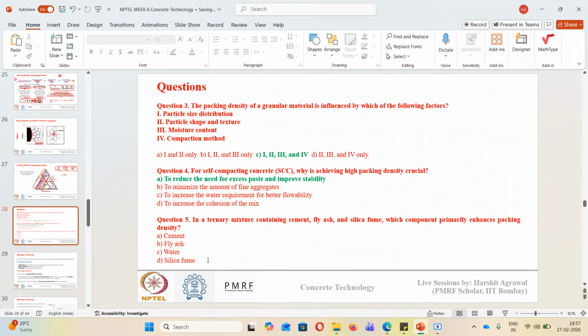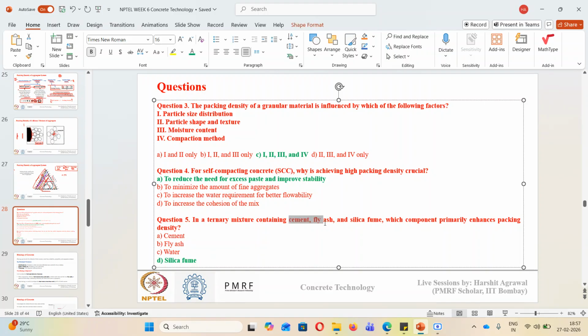Silica fume is more fine, surface area is more. Yes, silica fume. Why is it correct? More fineness, and surface area is more. Yes, that is the correct explanation. So we know silica fume consists of ultra fine particles, and these ultra fine particles can fill the macro voids and micro voids between cement and fly ash particles, which can increase the overall packing density of the system.